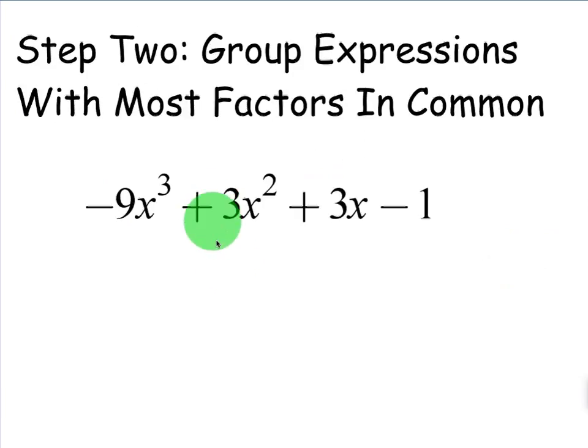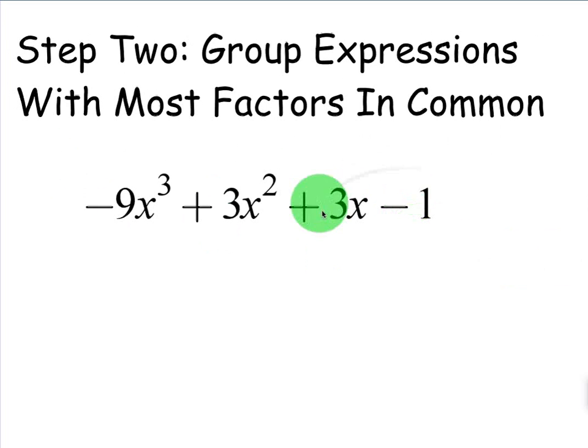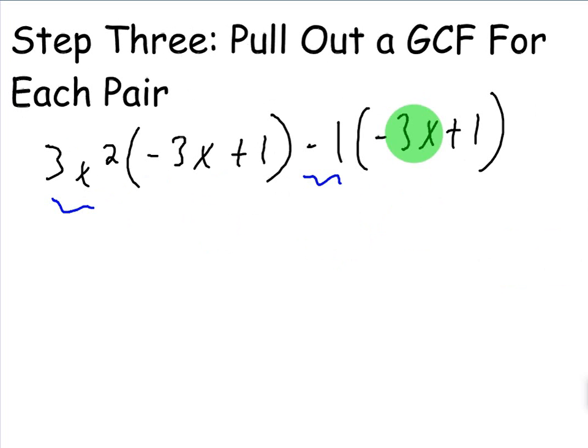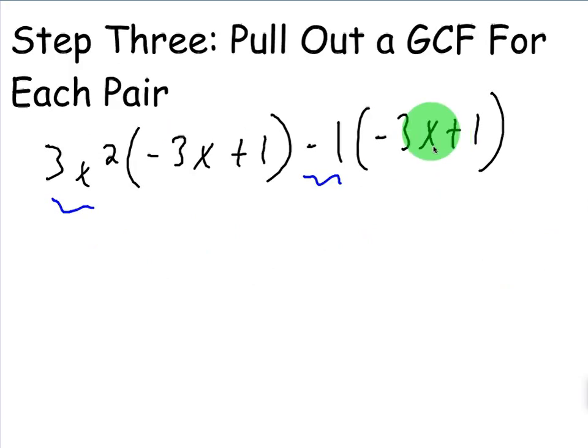The next two, so here's the thing. In order to make the parentheses match, I basically have to pull a -1 out of the second two, so that my first term is also -3x. Because when I pulled a 3x squared out here, I was left with -3x plus 1. So in order to make the parentheses match, I have to pull out a -1 here to make the first term -3x. That will make the second term plus 1, and now they match. In other words, this is the same as this.